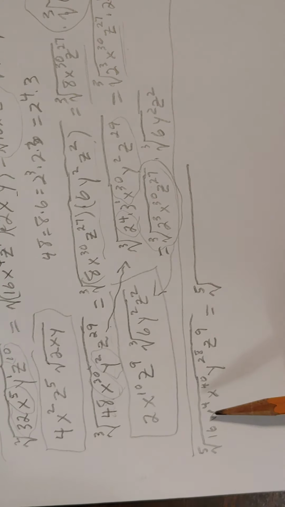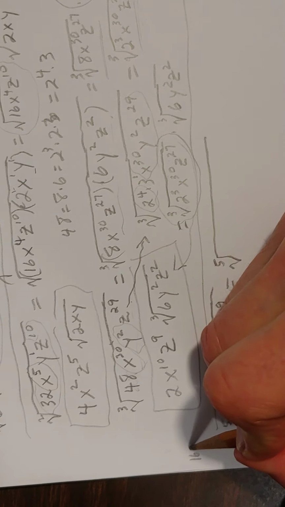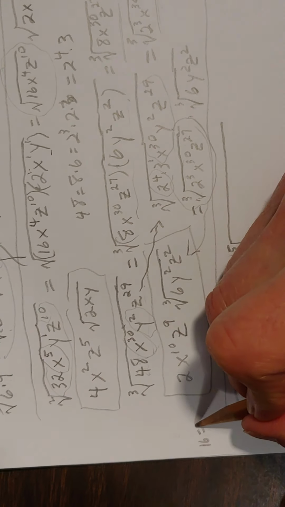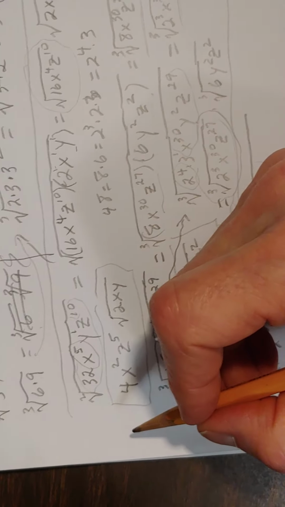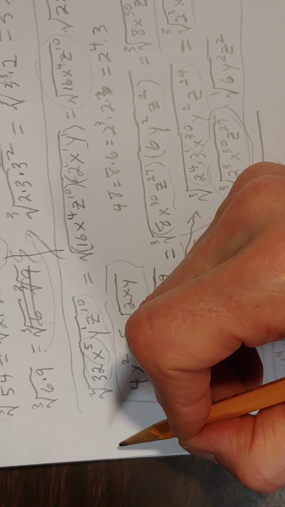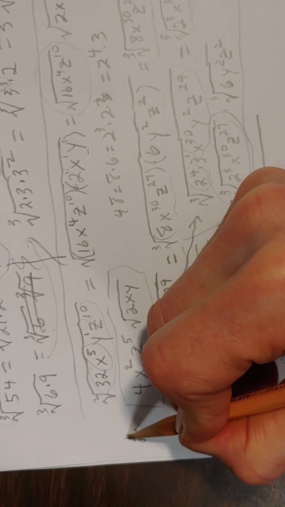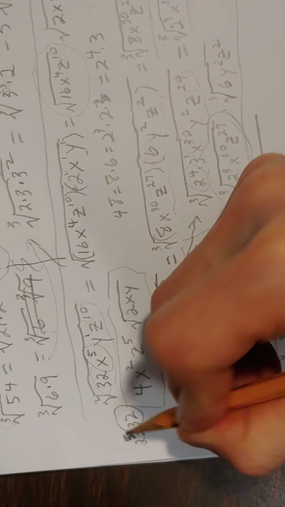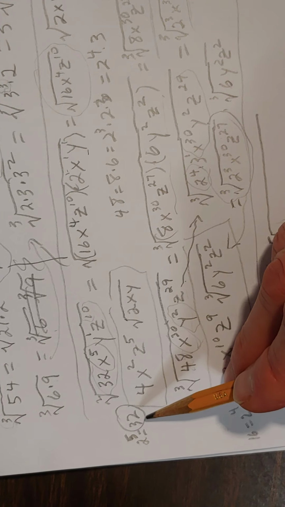I want the largest perfect fifth power that divides the radicand. 16 in factored form, let me just factor it here. 16 is 4 times 4, or 2 to the 4th. There's no perfect fifth power that divides 16. In fact, if we looked at fifth powers, we don't care about 0 to the 5th, which is 0, or 1 to the 5th, which is 1, but 2 to the 5th is 32. So the smallest positive perfect fifth power that's an integer is 32.